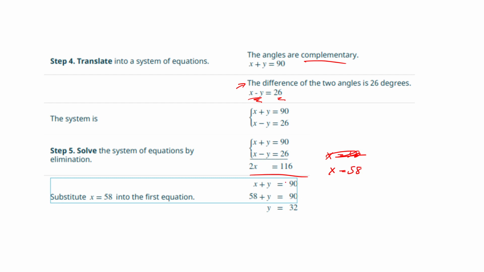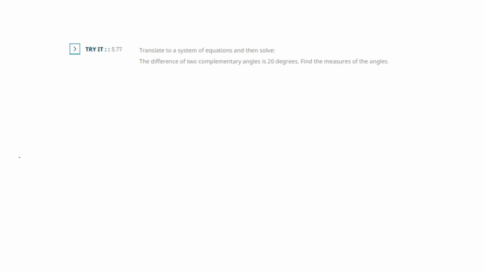Okay, so cut that in half, I get 58. Now, if I know the one angle, all I got to do is put it back into the other, and I get y is 32. Okay, give this a shot. Pause the video.